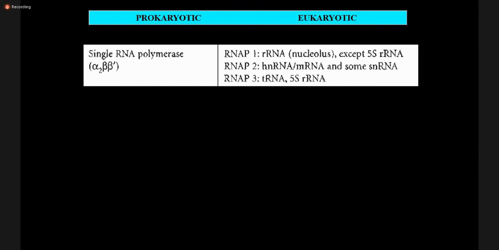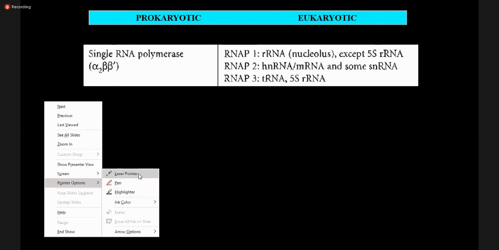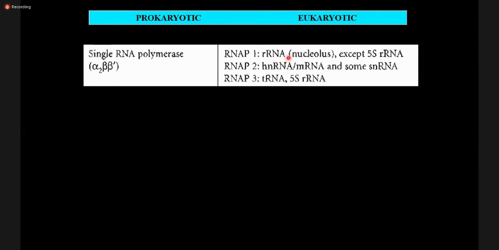In the comparison between the enzymes, we have a single RNA polymerase enzyme in prokaryotes, whereas we have three different types of RNA polymerases in eukaryotes: RNA polymerase 1, 2, and 3. RNA polymerase 1 synthesizes ribosomal RNA. Polymerase 2 synthesizes the heterogeneous RNA or messenger RNA, and 3 synthesizes the transfer RNA and only the 5S species of the ribosomal RNA. Whereas in prokaryotes, there is a single RNA polymerase enzyme containing 2 alpha subunits, 1 beta and 1 beta prime.